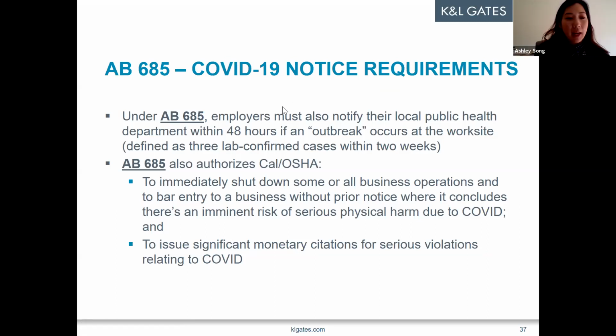Thank you, Greg. And to discuss the smaller points of AB 685, employers must also notify their local public health department, usually the county health department, within 48 hours if an outbreak occurs, which is defined as 3 lab confirmed cases at the worksite within 2 weeks. The act also gives Cal OSHA a lot more authority to either shut down businesses or give monetary citations for violations related to COVID as well.